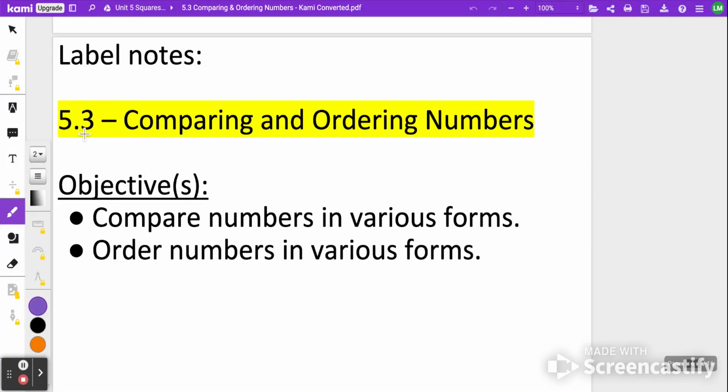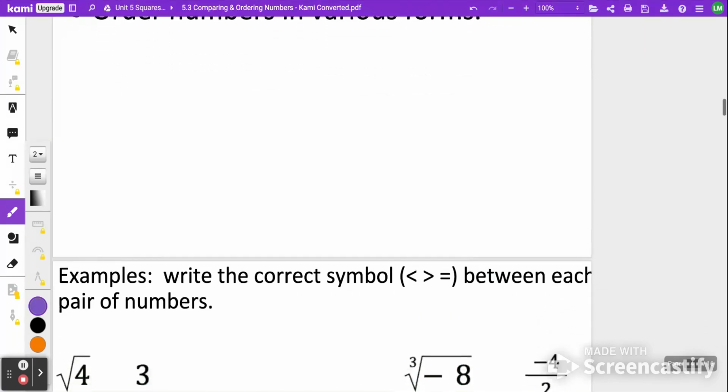Today we're going to be looking at lesson 5.3, how to compare and order numbers. Specifically, we're going to see a lot of fractions, decimals, square roots, and cube roots. So we're going to combine what we've been seeing so far and be able to order them from least to greatest, greatest to least, maybe even compare them using less than, greater than, or equal to.